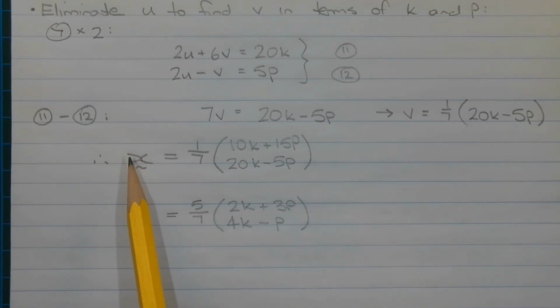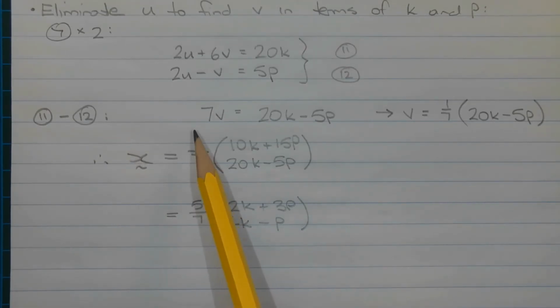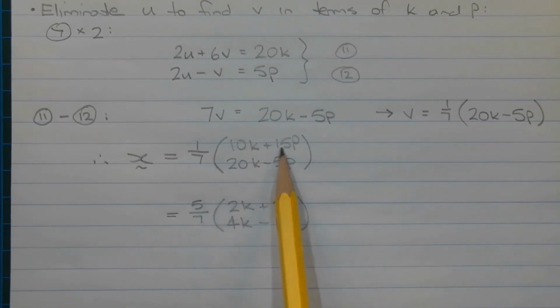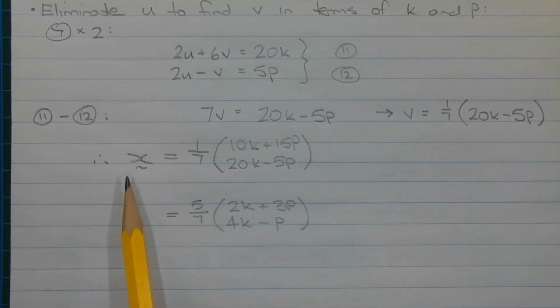Now we can express vector x in terms of u and v. And that's equal to 1 over 7 times (10k plus 15p), which is our u component, and (20k minus 5p), which is our v component. We can factorize out 5 from both the u and the v components, so vector x can be expressed as 5 over 7 times (2k plus 3p) as our u component and (4k minus p) as our v component.